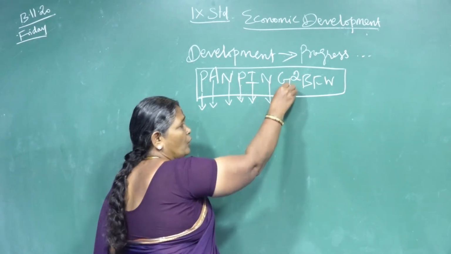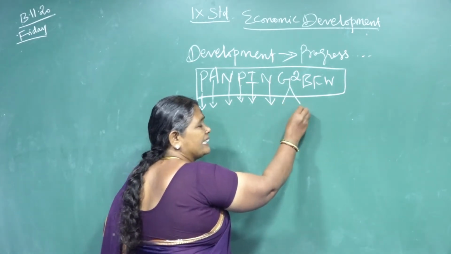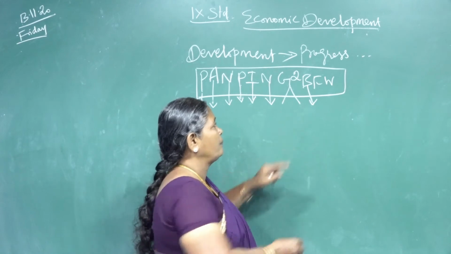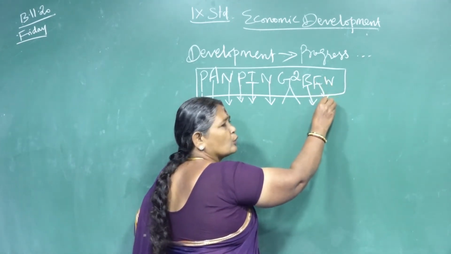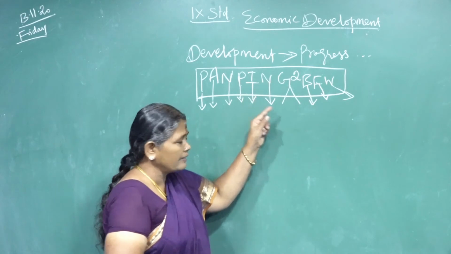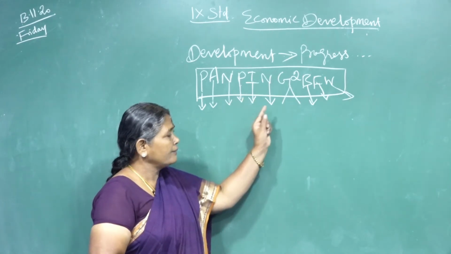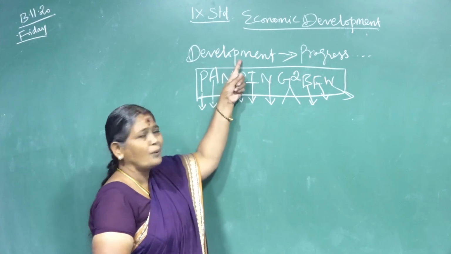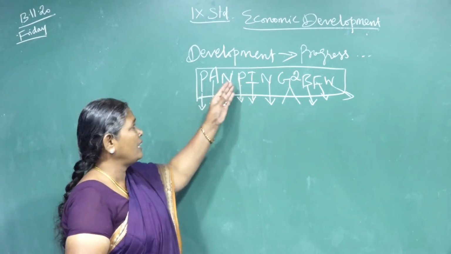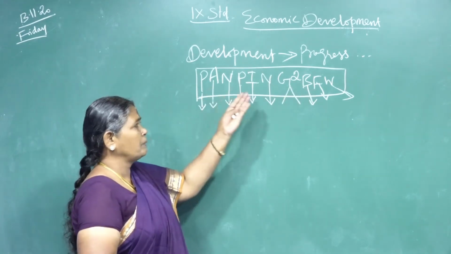G square is one, growing within, and another, growing in the desired direction. Then B is bettering yourself. F is freedom to grow. W is way in progress. So these are the terms. When you hear them, you can understand the different ways the term is used, which means development. Again, for ease of remembering: P, A, N, I, N, G square, B, F, W.